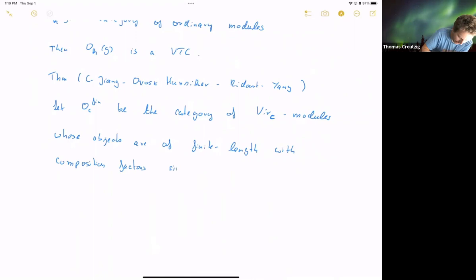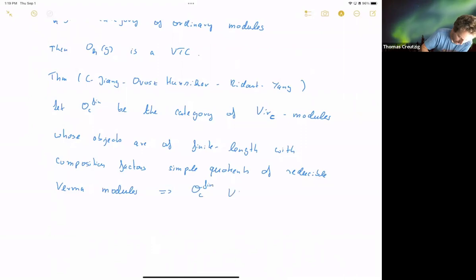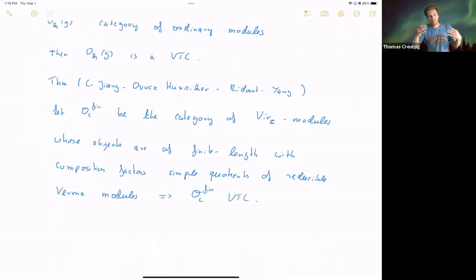The composition factors are simple modules and simple quotients of Verma modules, of reducible Verma modules. So let me just write it down and then tell you in words what all this means. So then it follows that this category of finite length modules is a vertex tensor category. So what do we have?